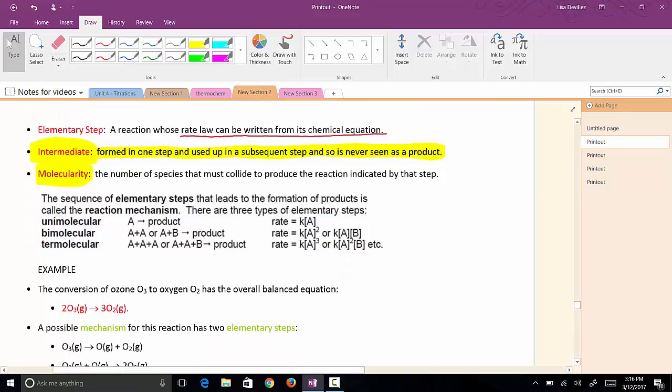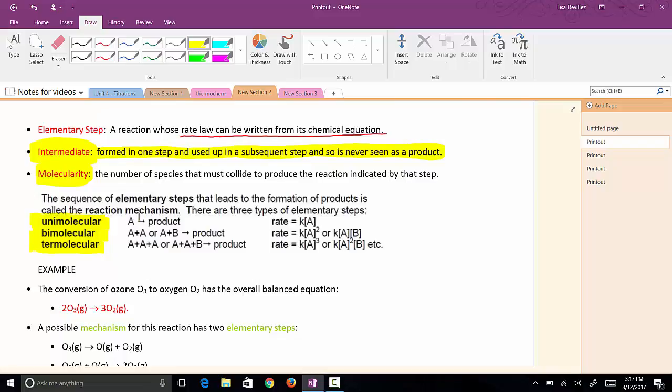So we have three possibilities. Unimolecular means we've got something that's just decomposing. Bimolecular means I have two things, and it could be two of the same things, or it could be two different things. And then termolecular means I have three things. And because the probability drops so low, we usually don't go beyond a termolecular elementary step.